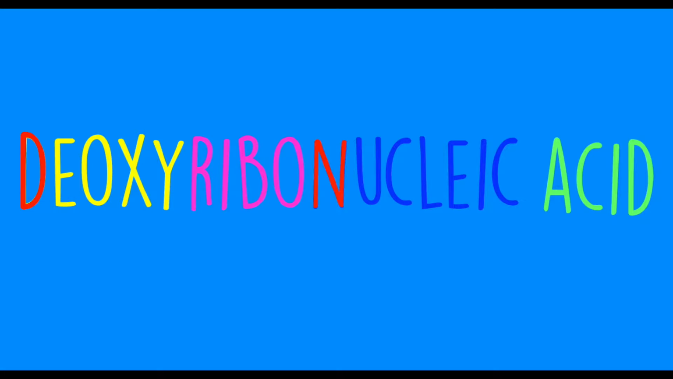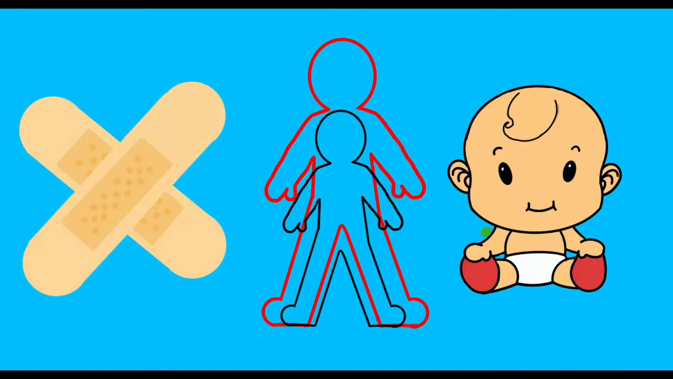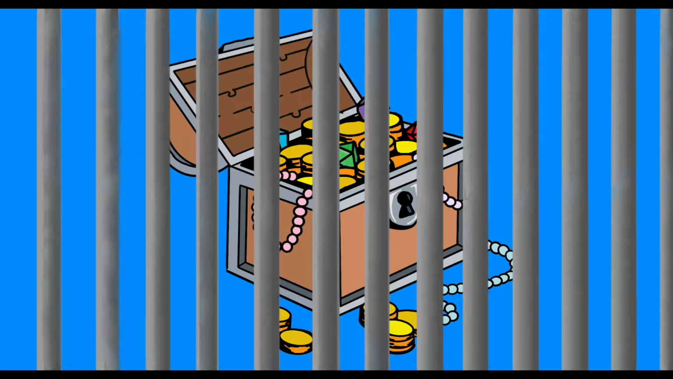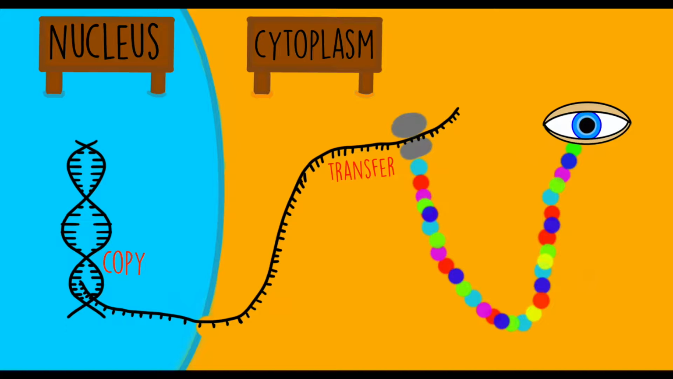Deoxyribose nucleic acid, or DNA, is found in the nucleus. It is the carrier of genetic information that is used for growth, repair, and reproduction. Because the information in DNA is so precious and must be protected, it is unable to leave the nucleus, so it has to be copied and transferred.